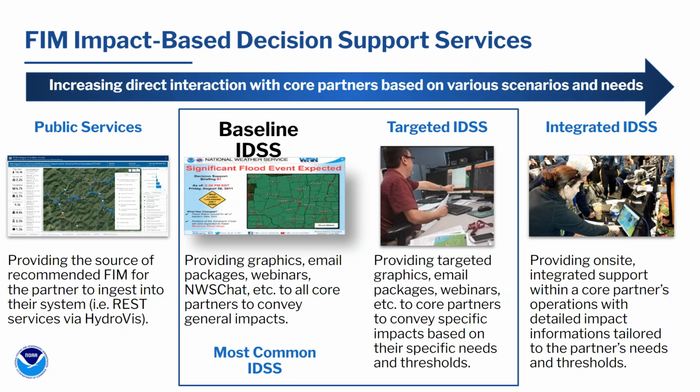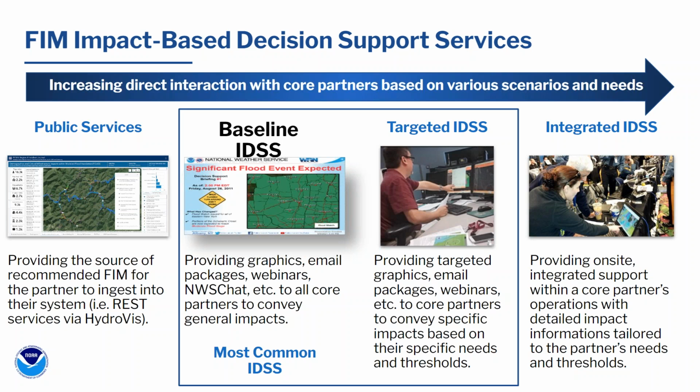The last piece here is the fully integrated IDSS, where let's say the National Weather Service deploys one of their forecasters to City of Houston or to Harris County EOC. Well, if they have these inundation mapping services embedded in their own ArcGIS Online platforms, we can use their own overlays like reverse 911 or their own critical infrastructure layers and tailor the briefings and the output to that specific partner's needs and thresholds. That's not going to be the norm.